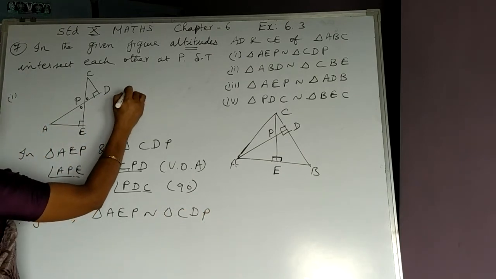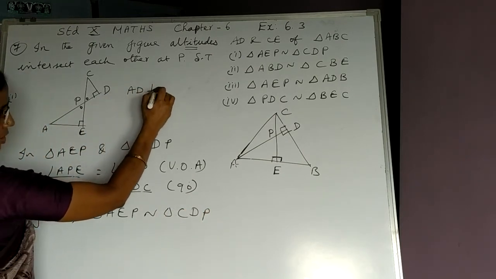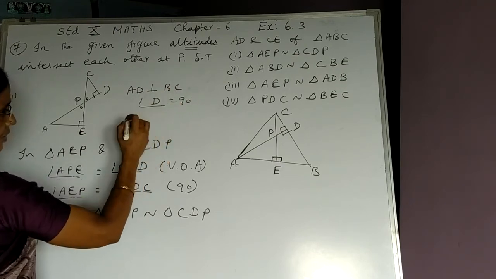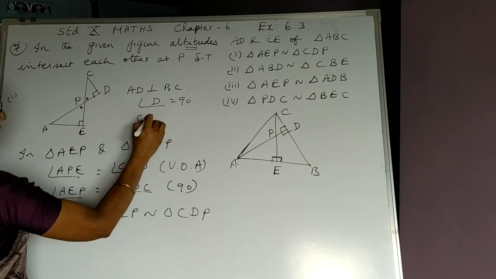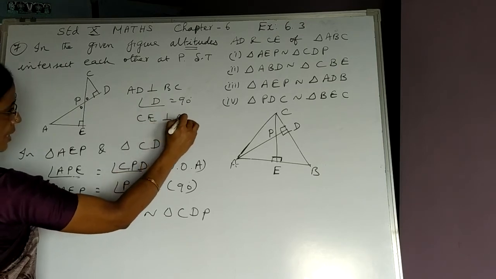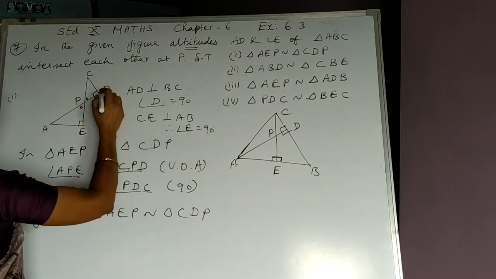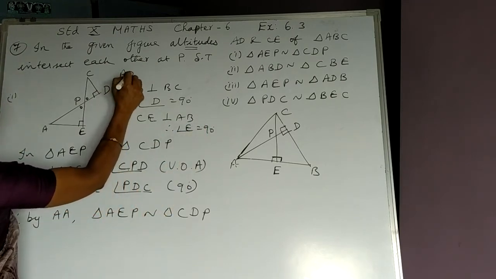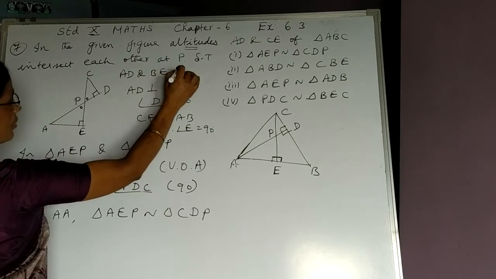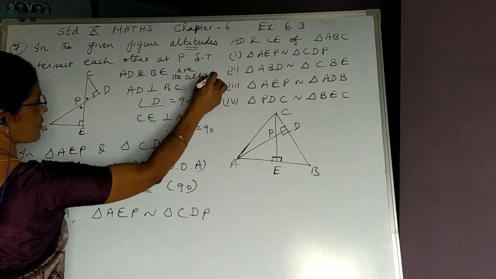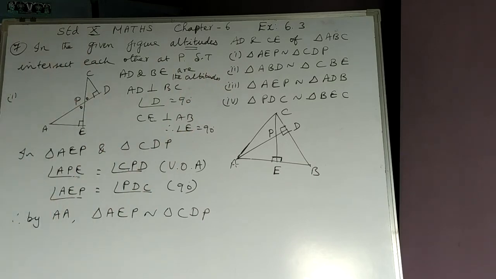Remember here, AD is perpendicular to BC. Therefore, angle D is 90 degrees. CE is perpendicular to AB. Therefore, angle E is 90 degrees. This we should remember because AD and CE are the altitudes. Altitude means perpendicular line segment. Please remember. So we have proved the first result. We proceed with the second, third and fourth.